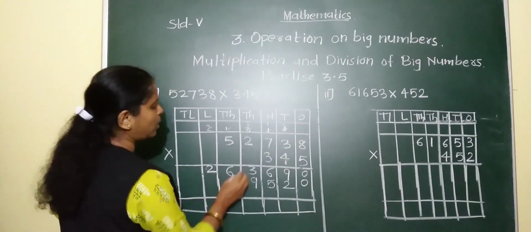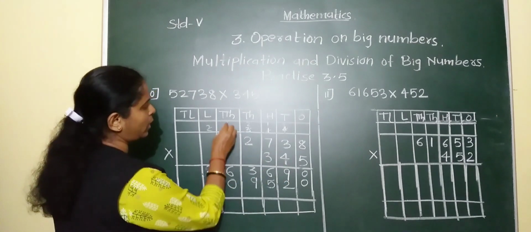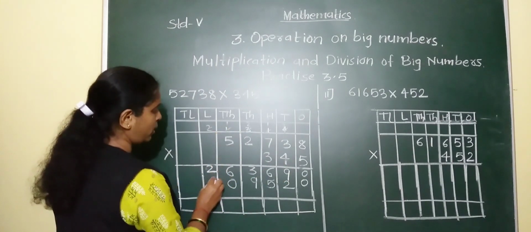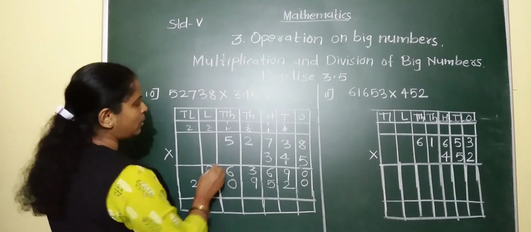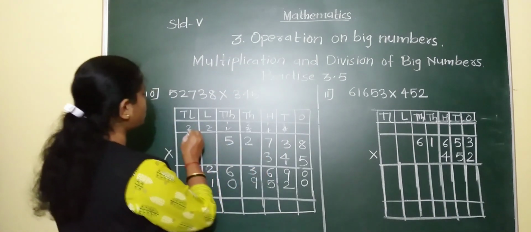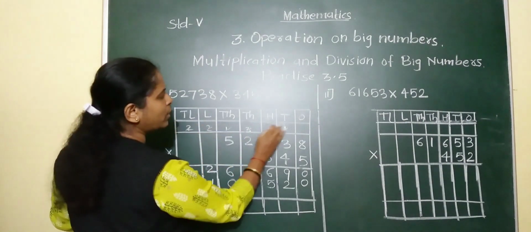4 2s are 8 plus 2, 10, carry 1. 4 5s are 20 plus 1, 21. That 1 and 2 will be here. Okay. Now multiplication with 3. So these carried numbers we will rub out.